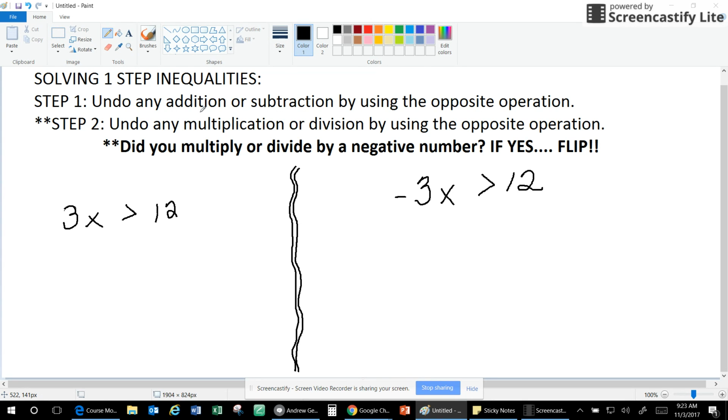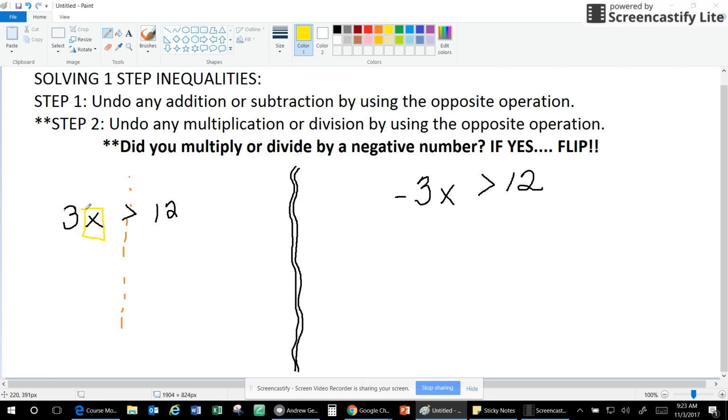Step two, undo the multiplication or division. There's a note on this, though, whenever we're dealing with inequalities, and that is, did we multiply or divide by a negative number? If yes, flip it. And what do we mean by that? Well, let's look at the first one here. So whatever I do on one side of the inequality, I got to do to the other.